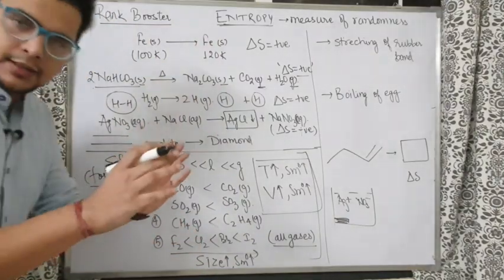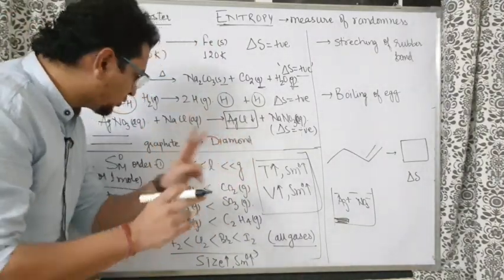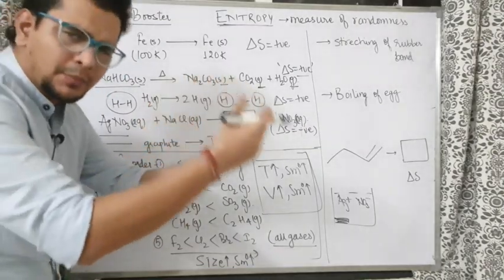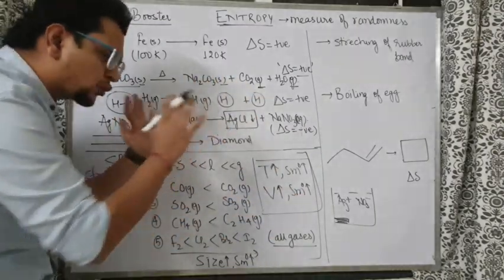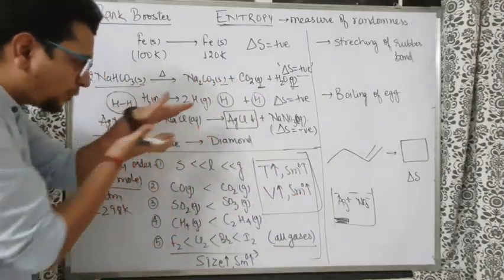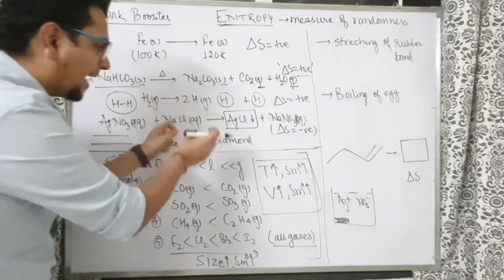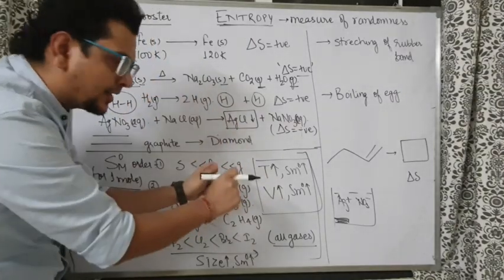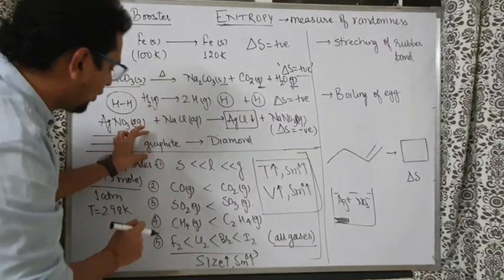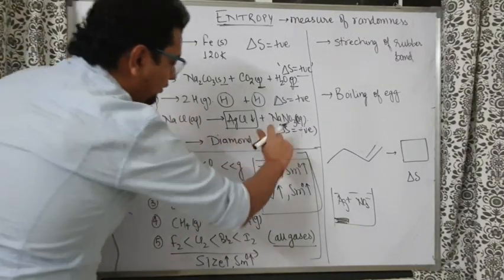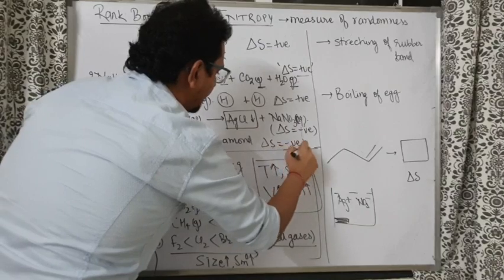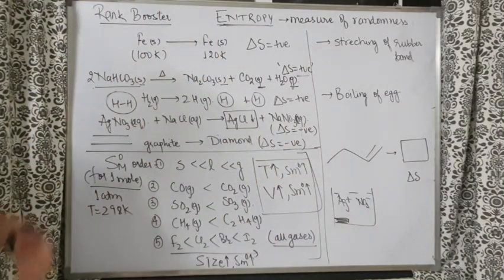So graphite, carbon, same, right? Carbon has 2 allotropes, diamond and graphite, both are allotropes. Buckminsterfullerene is also there, but all are allotropes of carbon only. So graphite has more randomness, more disorderness. Diamond has less randomness, less disorderness. So more entropy, less entropy. So when you go ahead, delta S is negative, entropy decreases.